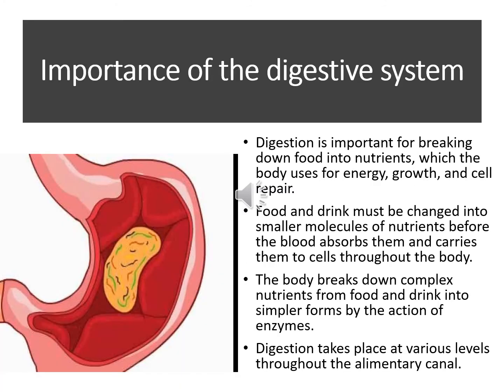Let's quickly go through the importance of the digestive system. Digestion is important for breaking down food into nutrients, which the body uses for energy, growth and cell repair. Food and drink must be changed into smaller molecules of nutrients before the blood absorbs them and carries them to cells throughout the body. The body breaks down complex nutrients from food and drink into simpler forms by the action of enzymes. Digestion takes place at various levels throughout the alimentary canal.